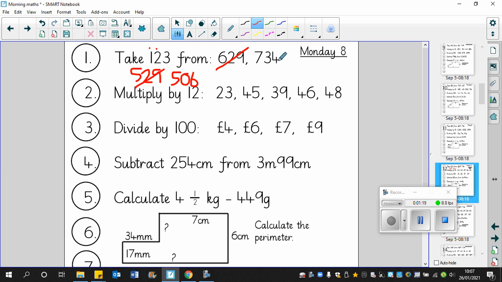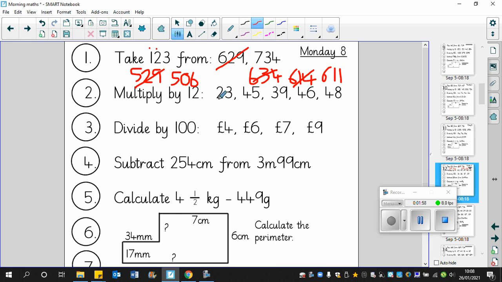Second question, 734. Right, well, if we take away 100, we're left with 634. So we've got that, 634. If we then take away another 20, we're left with 614. Okay, and then if we take away another 3, we're left with 600, and 4 take away 3 is of course 1. So we're left with 611.